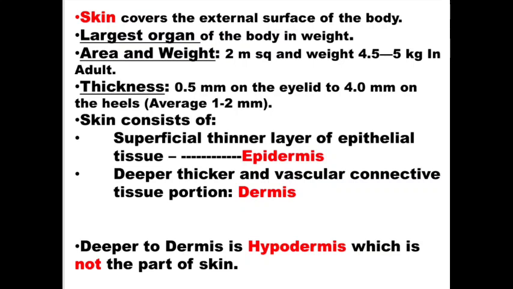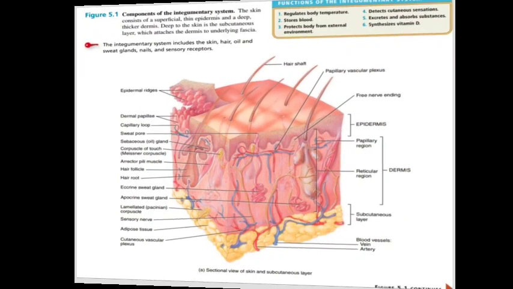Skin or integument basically consists of two layers, that is epidermis and dermis. Epidermis is the superficial or the outermost layer and dermis lies below this epidermis. It forms the largest organ of the body in terms of weight. Its thickness varies from half a millimeter to about 4 millimeters. Hypodermis lies below dermis and it is sometimes mistakenly taken to be part of the skin, but hypodermis is not part of the skin.